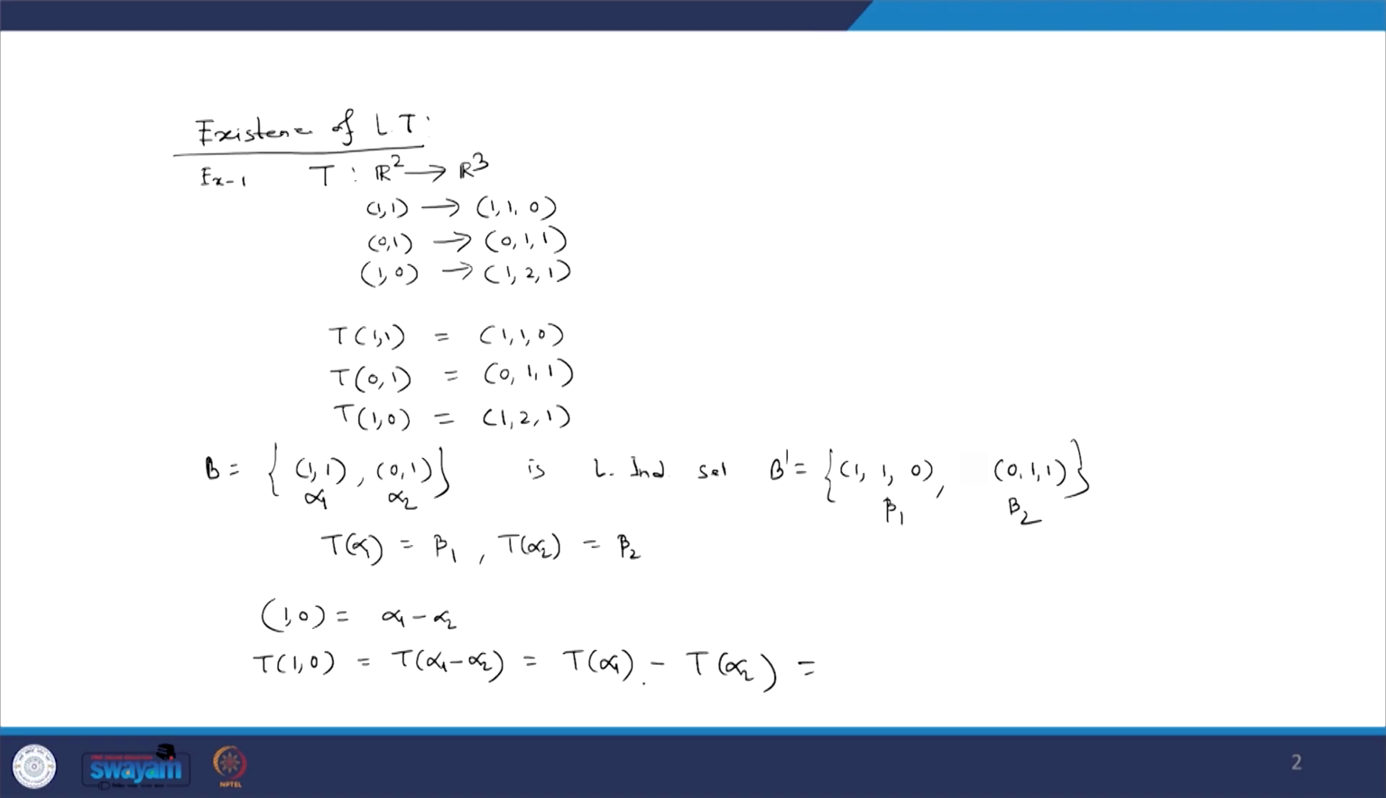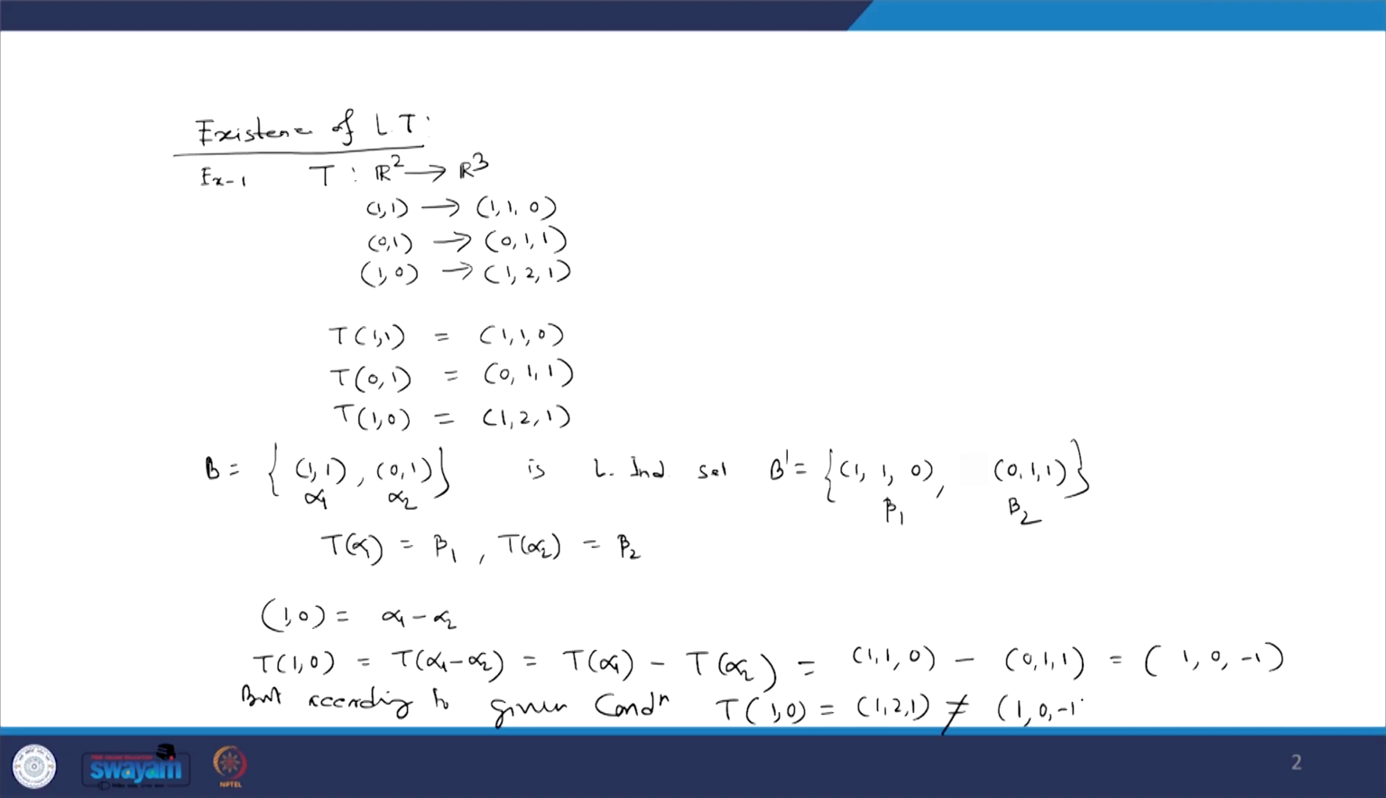So how much is this? T of alpha 1 is beta 1, that is (1,1,0), minus (0,1,1), which equals (1,0,-1). So the image of T(1,0) is like this, but by the given condition, T of (1,0) equals (1,2,1), which is not equal to (1,0,-1). So such a linear transformation does not exist. We can see many more problems in the assignment sheet also.